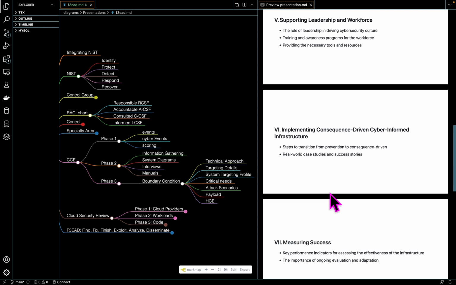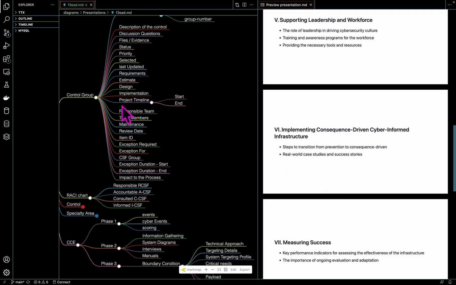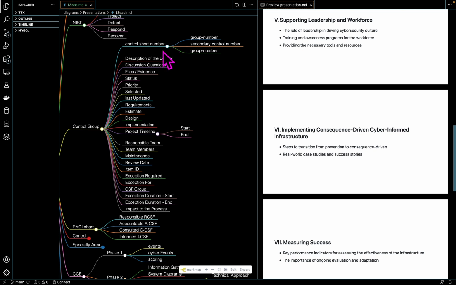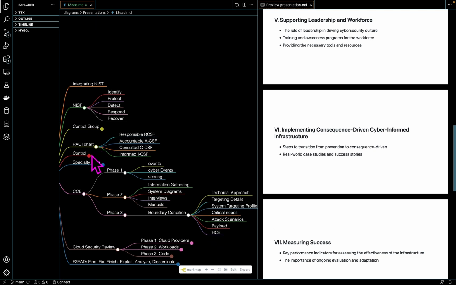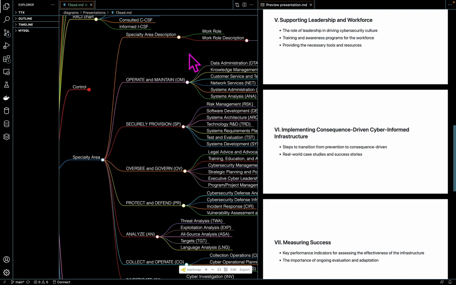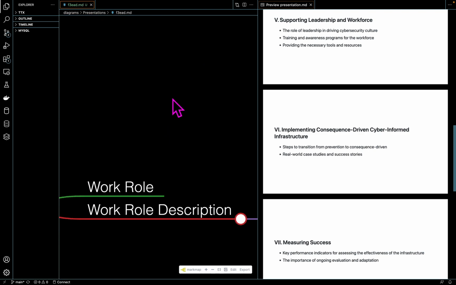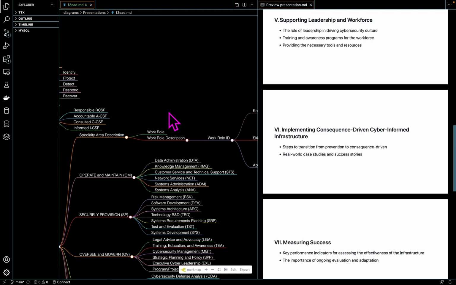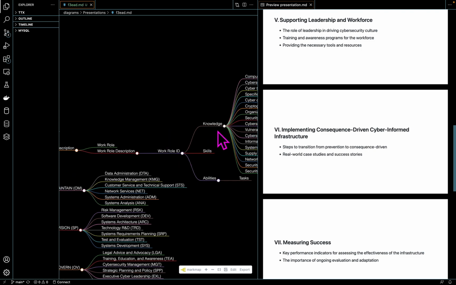So how do we implement this? We need to build really good control groups. And when we build a control group, we work together to establish all of these considerations to establish a security control. And then we work on the specialty areas that support it. We do that by defining a work role description and a work role ID, and that lets us understand the knowledge, skills, and abilities that team member needs, along with the management and the leadership around that.